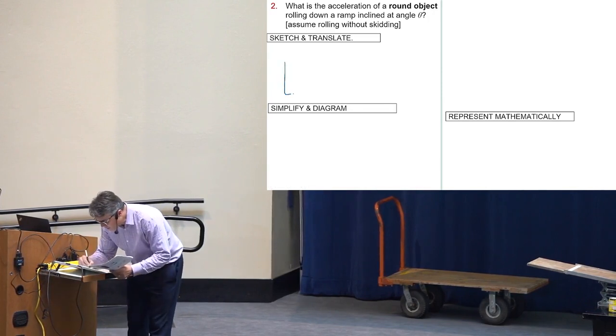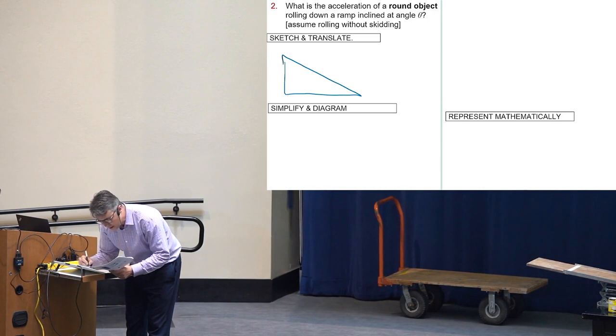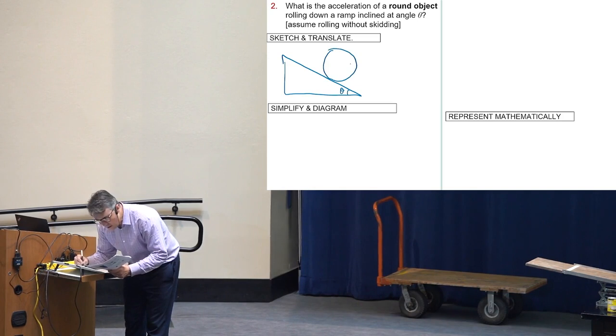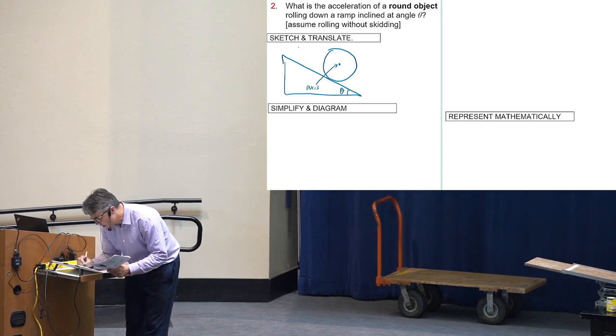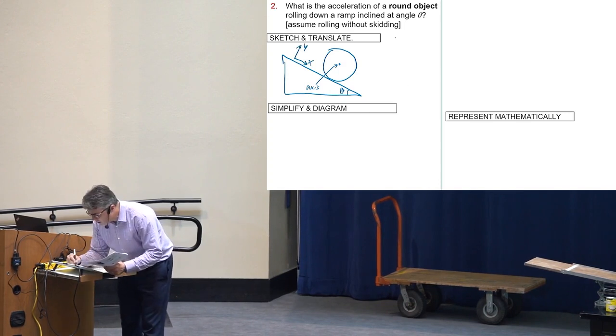Now we have to draw it a little more carefully, but it's the same basic idea. Here's an angle theta. Here's the round object. We'll define the axis to be in the middle, the axis around which we're going to compute torques. I can still tilt my axes, so x is down the hill and y is up the hill. We'll call the radius capital R and the mass m.